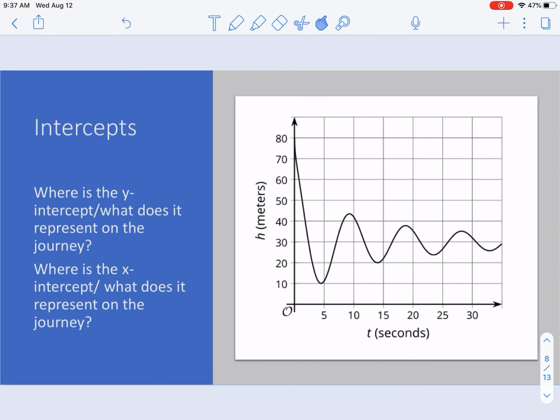So now we want to look at those key features and talk about what they mean. For each of these slides, when I get to it, you should pause and answer the question on your own. Once you think you've answered it, then come and see what my answer actually is. So let's start with the y-intercept.